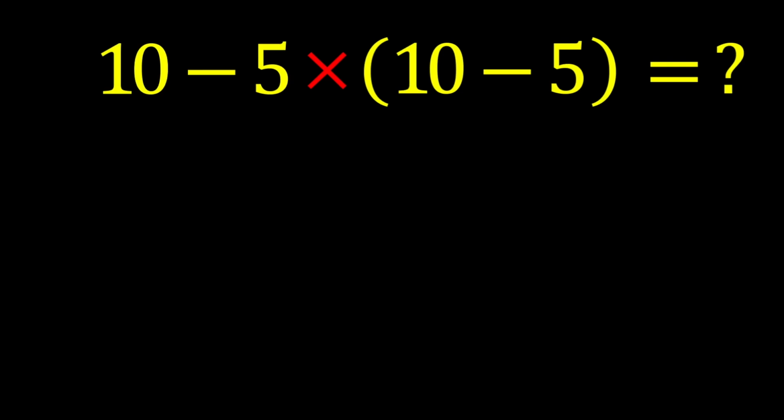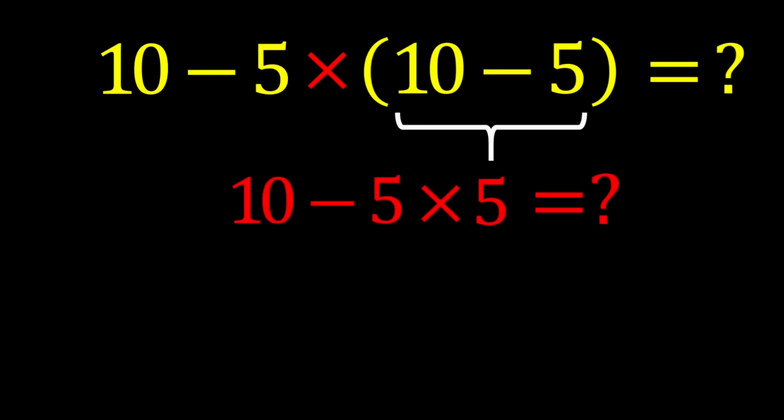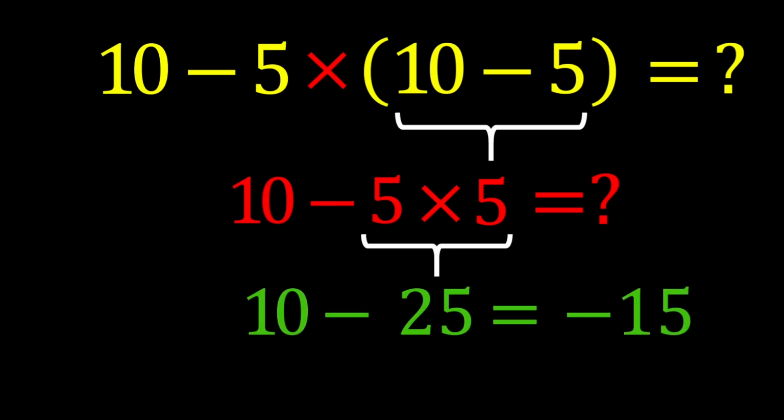According to PEMDAS, in this expression, we must first calculate the expression inside the parentheses. 10 minus 5 equals 5, and the expression becomes 10 minus 5 multiplied by 5. Now, we have a subtraction and a multiplication. According to PEMDAS, multiplication has a higher priority than subtraction, so we perform the multiplication first and then we do the subtraction. 5 times 5 equals 25. Finally, 10 minus 25 equals negative 15, which is our final and correct answer.